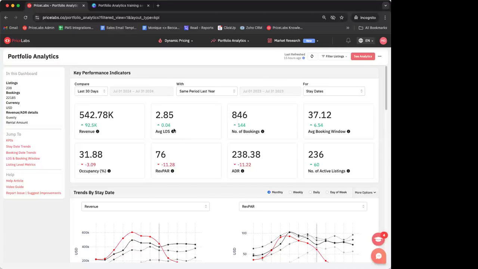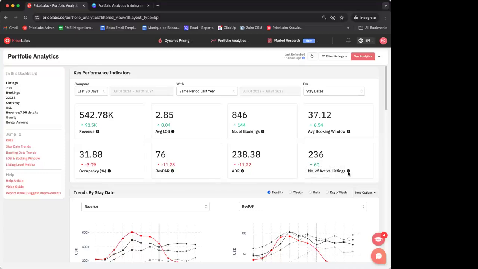Here's where your length of stay will show. So the average length of stay over the selected period, the number of bookings that you've received, and what the average booking window has been in that period. When you start to look at things month over month, that average booking window will change and you'll start to notice whether or not there are certain trends and indicators that can determine how you adjust your strategy.